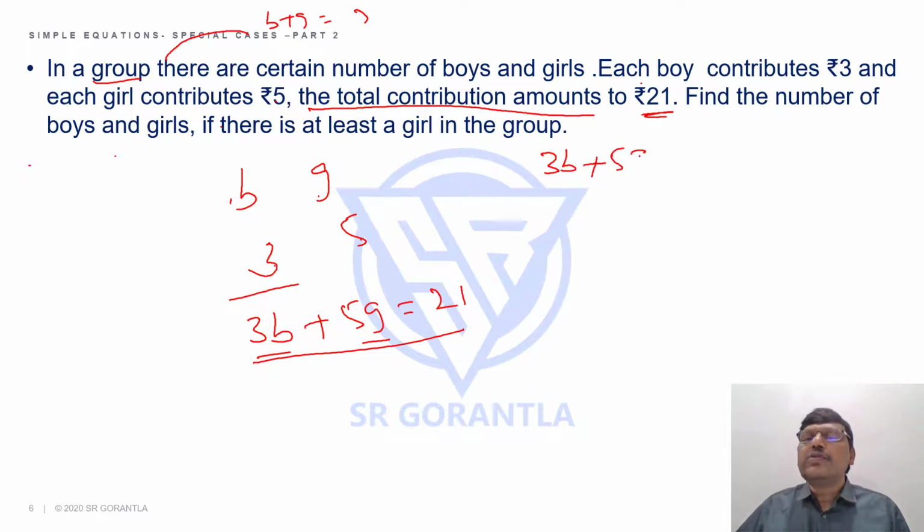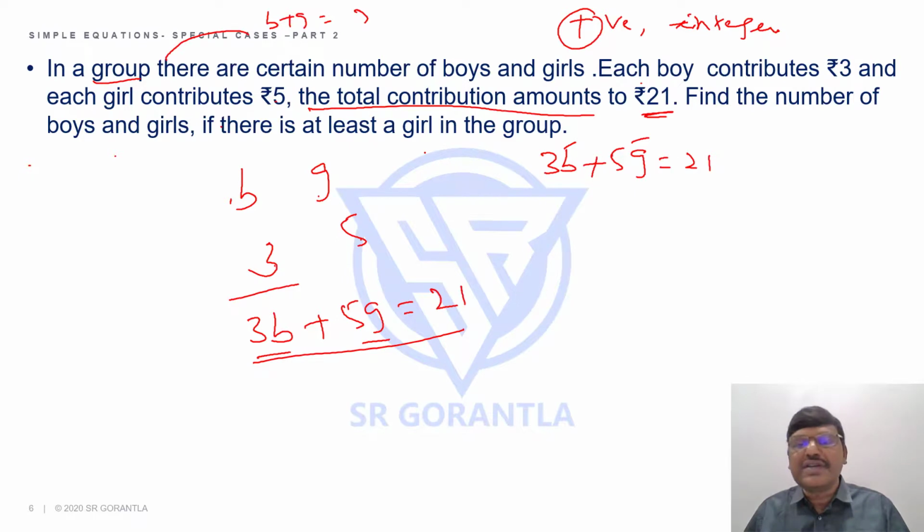When I say number of boys and number of girls, it means boys and girls have to be positive. It can't be negative. When asked how many boys are there, you don't say minus 2 boys, right? Second, they have to be integers. How many boys are there, how many girls are there, means you say 2 boys or 2 girls or 3 boys or 4 girls. You don't say 2.5 boys or 3.2 number of girls. Do we say? No. That means this B and G have to be positive integers. Please remember.